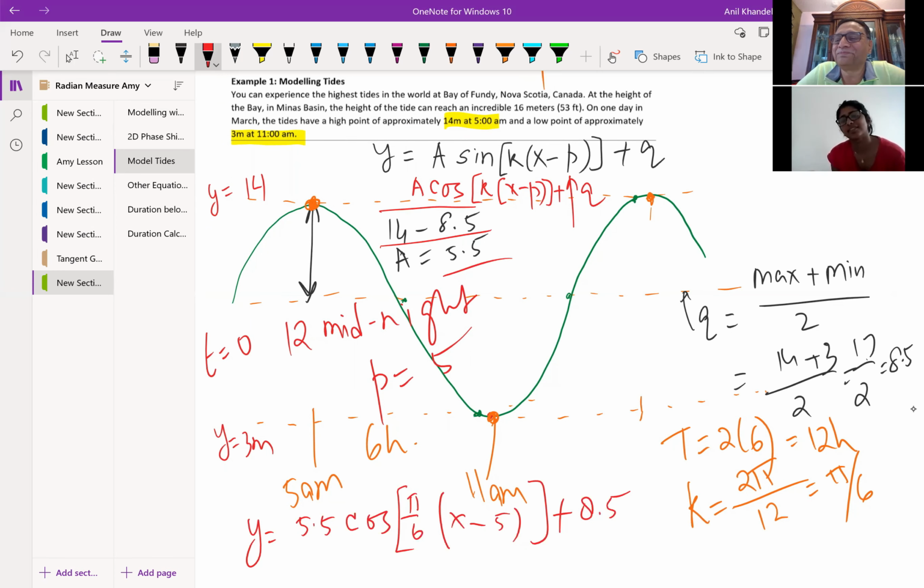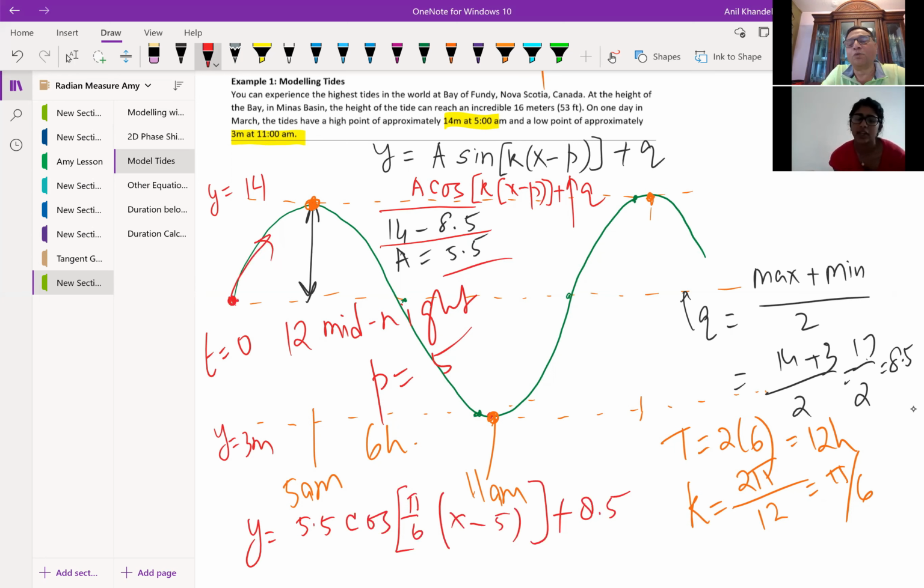Simple, correct? Do you understand? Yeah, very clear. So that is how we model tides or anything else. Now, another part of this question was, how do I write this as a sine function? Sine and cosine functions are related by a quarter of the cycle. We are now looking for this point, where it starts rising.